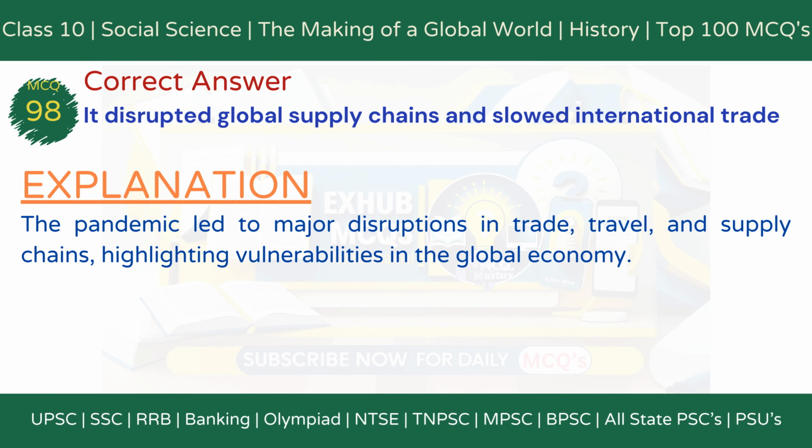The correct answer is option A. It disrupted global supply chains and slowed international trade. Explanation. The pandemic led to major disruptions in trade, travel, and supply chains, highlighting vulnerabilities in the global economy.